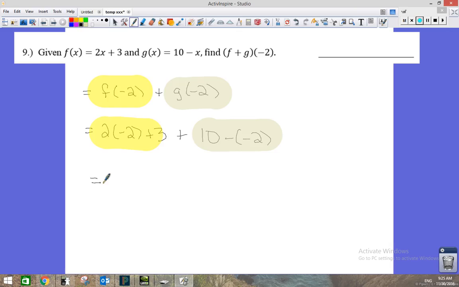So our result when we evaluate f at -2 is -1. And here, when we evaluate g at -2, we get a +12. And -1 plus 12 is 11.